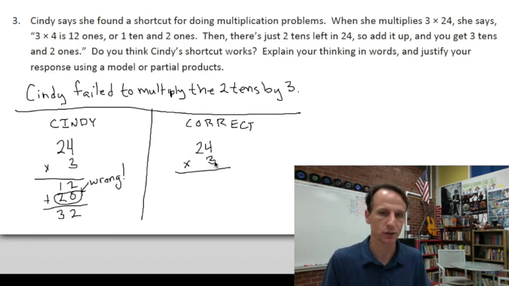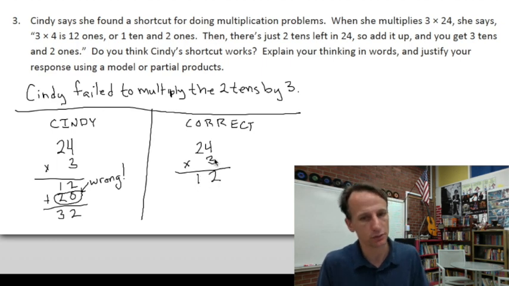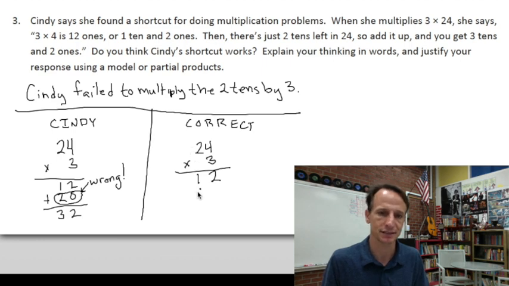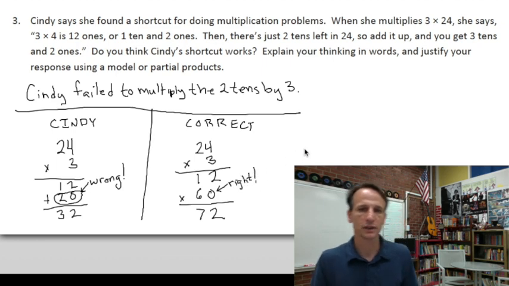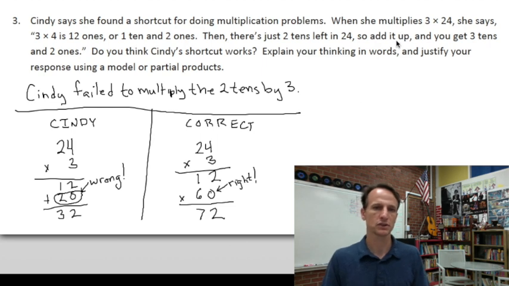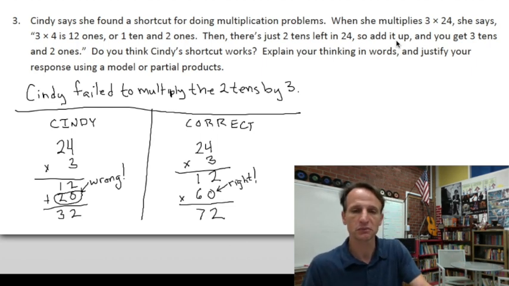So the correct model, of course, is to do the 3 times 4, yes, is 12, which Cindy got, but it is 3 times 20 is 60. And we did this earlier, right? And so that's why we get 72 as our product. All right, here we can even be funny and write that this is right. Very good. We explained our thinking in words. We justified our response using partial products. We could have done 1 or 2 place value charts as well, but I like this better.